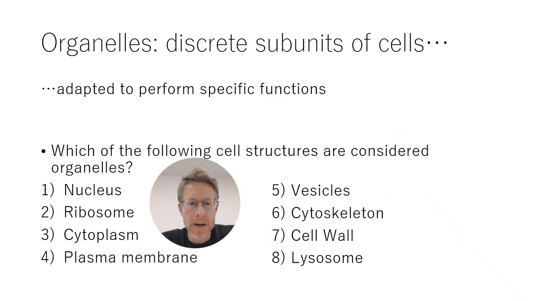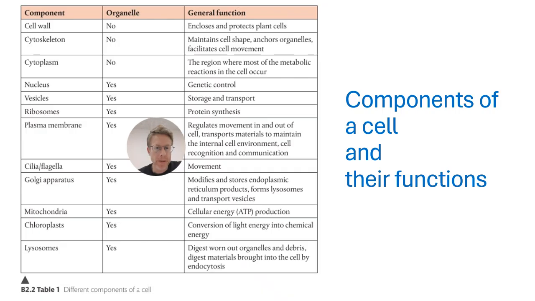Okay, starting very basic, you should be able to identify which of these structures are organelles and which are not. And so there it is nicely organized for you. You can see the cell wall, cytoskeleton, and cytoplasm are not considered organelles. Cytoskeleton and cytoplasm are not discrete structures. They're just sort of spread out within a cell. So they're not considered organelles.